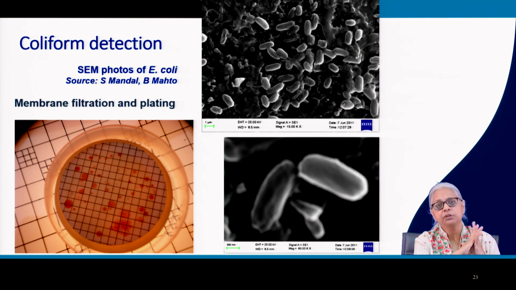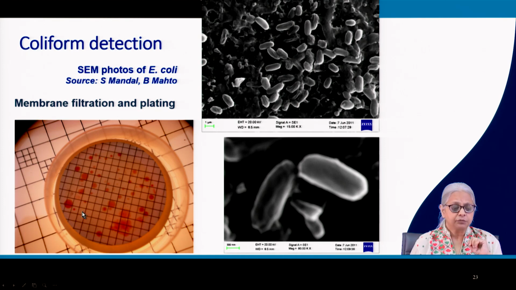So we have membrane filtration with plating. This, under a simple magnifying glass, will give you an idea of the size of the colonies. If you have a chromogenic media, you can differentiate different types of species based on the color of the colonies and the texture, size, shape of the colonies. All these things can be done.